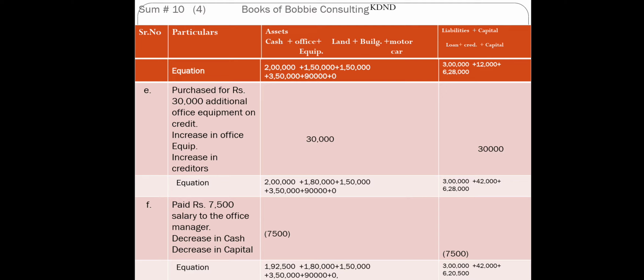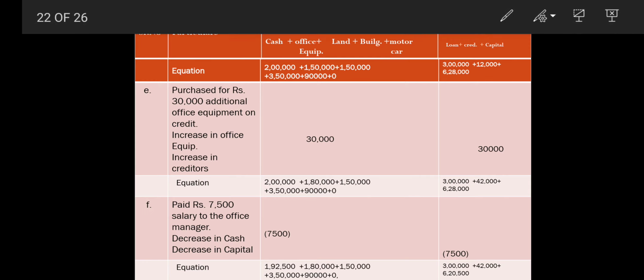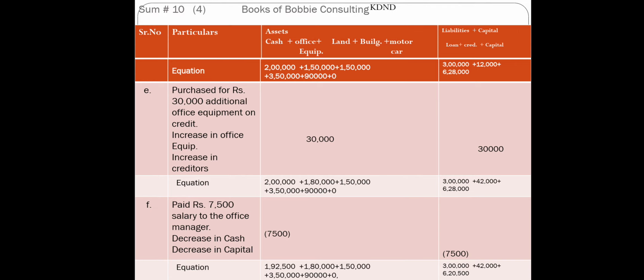Very first equation. And the liability plus capital side will be 3 lakhs plus 12,000 plus 6 lakhs 28,000, because 90,000 we had introduced as a capital. Purchase for 30,000 additional office equipment on credit. So we are here purchasing additional office equipment. So here comes office equipment. So we are going to add in office equipment, and it is purchased on liability. So that will again increase your creditors, right? So creditors will increase by 30,000 and office equipment will increase by 30,000.